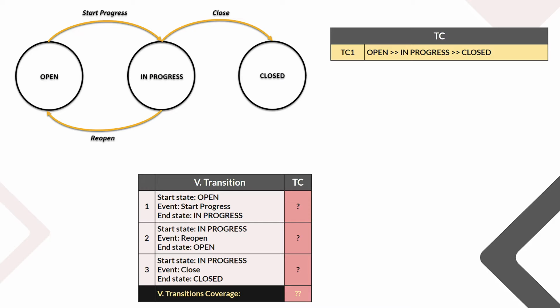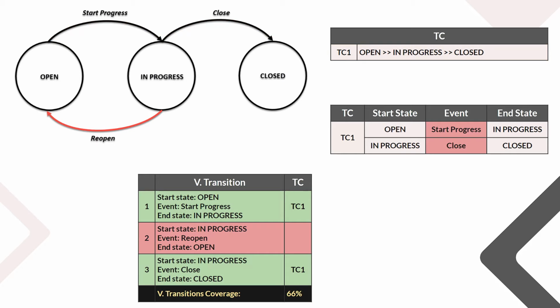Again, to complicate our task, the test will be written with a sequential list of states. How many transitions do you think such a test covers? Open, in progress, closed. This is the same test as in the previous examples. This test covers only 2 of the 3 transitions. Accordingly, the test coverage is approximately 66%.